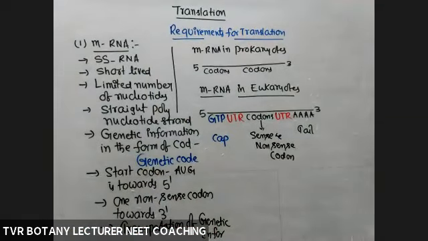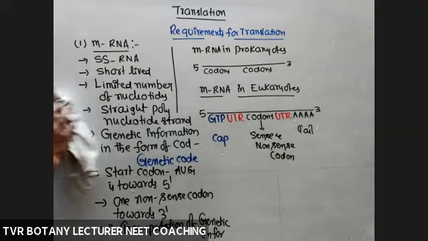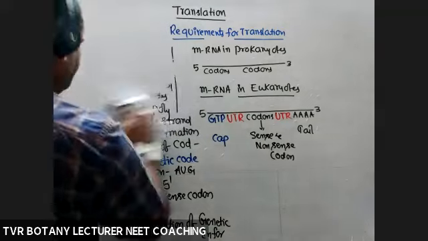So that is the description for the mRNA molecule, messenger RNA. What is that message? Genetic message. And that genetic message is in the form of codons in the polymer of nucleotides. Right? So that is about the mRNA molecule. Next, second one, tRNA molecule.